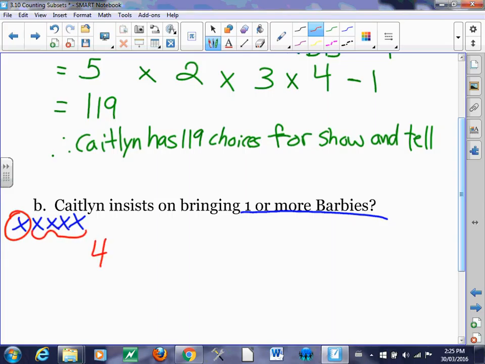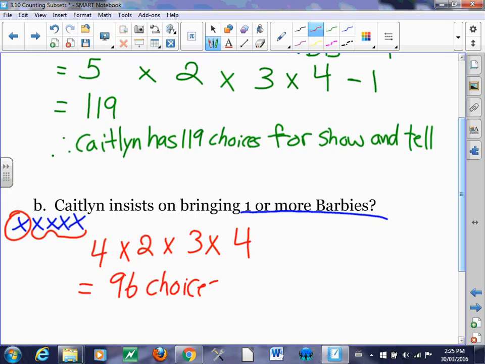So it's 4 times, she still has 2 for the Tonka, she still has 3 for the stuffed toys, and she still has 4 for the Dora books, but we're not going to worry about subtracting 1. Okay? All right. And adding that up, she's got 96 choices. And you don't subtract 1 because she is bringing at least 1 Barbie.